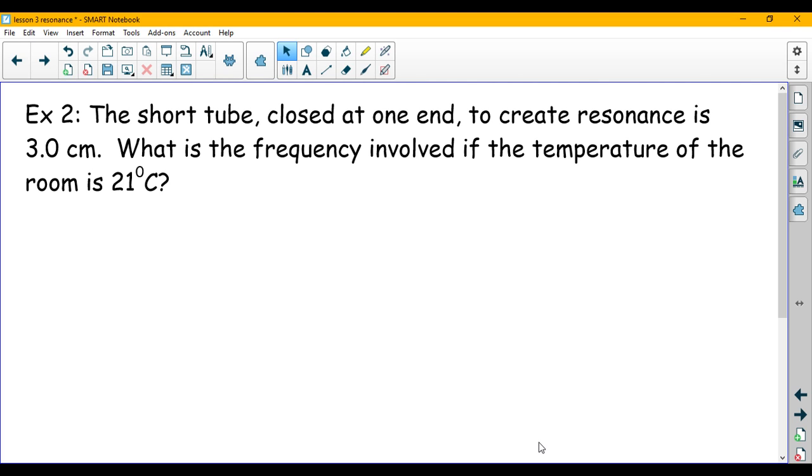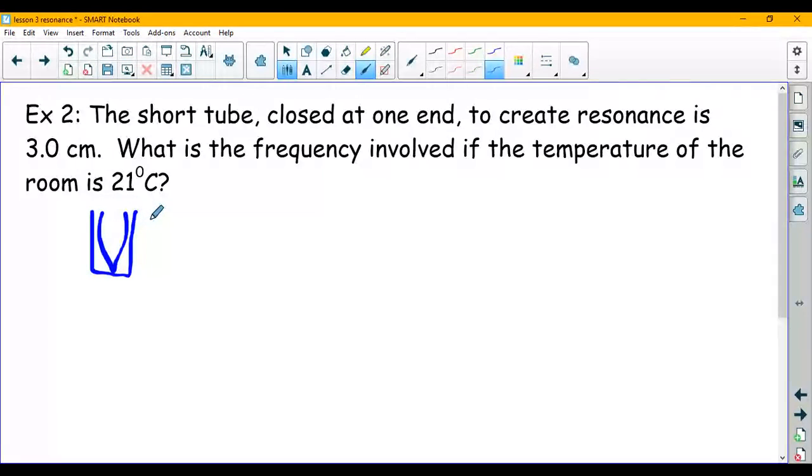So this question has a lot more to it because it's going to use a bunch of the skills we've learned in this unit so far. It tells me the shortest tube closed at one end to create resonance is 3 centimeters. So when I go to do this, I'm going to start with the pattern. Closed at one end, and it's 3 centimeters.